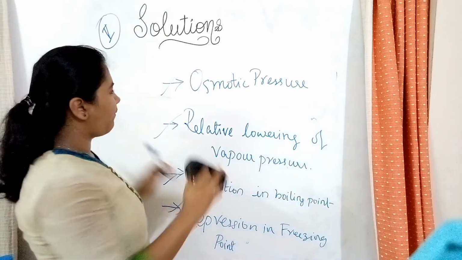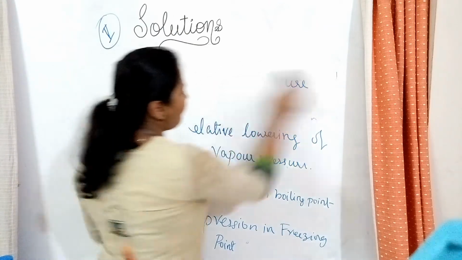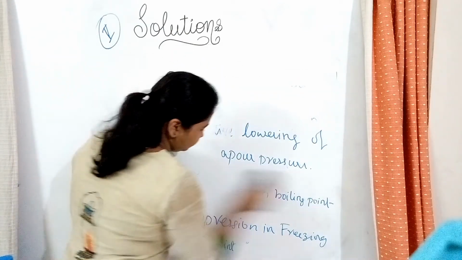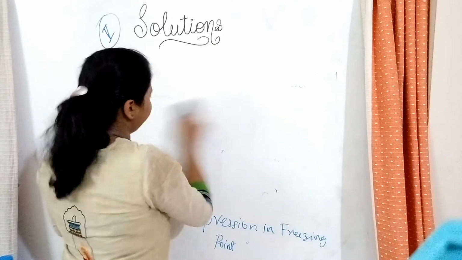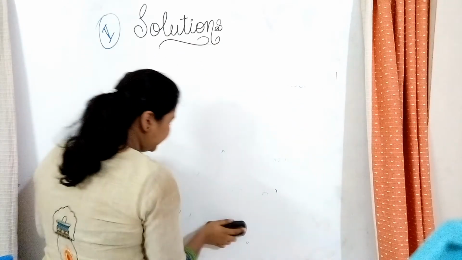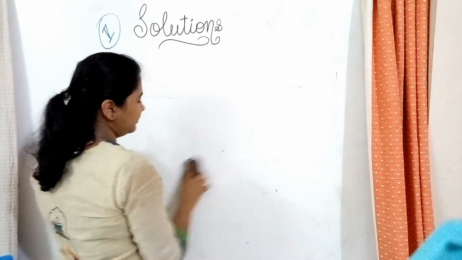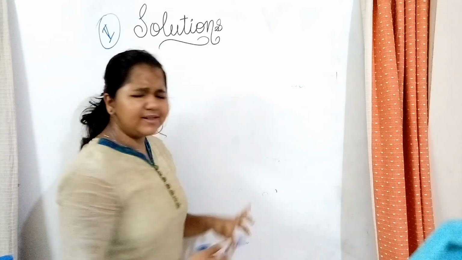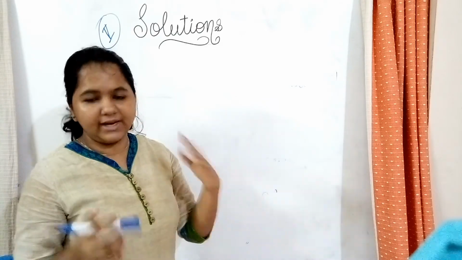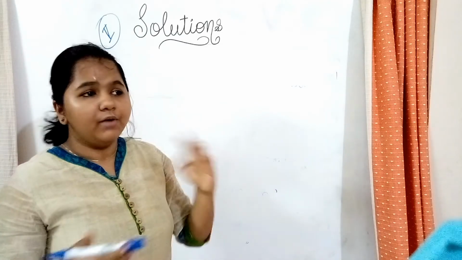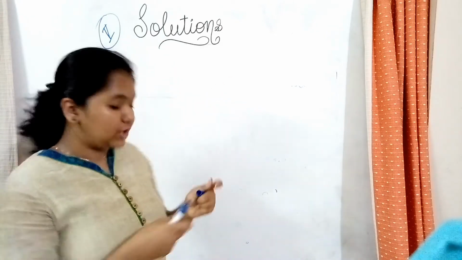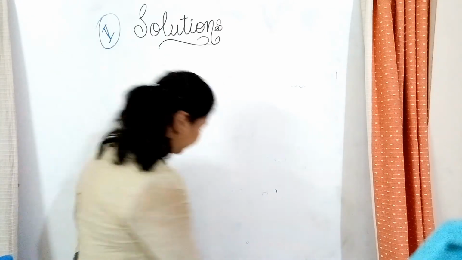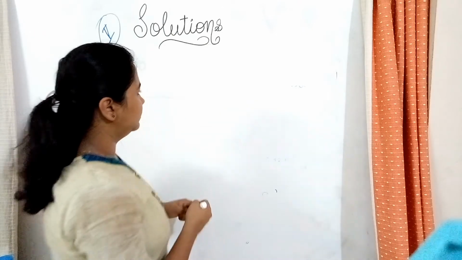So let's see. What do you mean by the word relative? It means a relation, a difference, something between 2 things. Relative is between 2, like refractive index, which is a comparison between two things. So let's see what is relative lowering of vapor pressure.